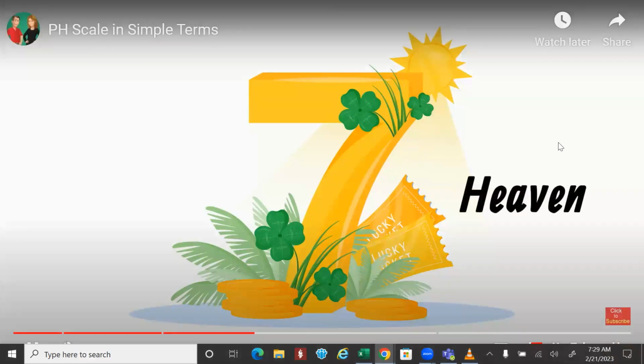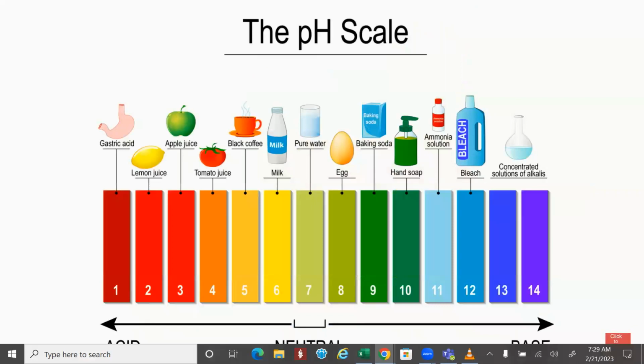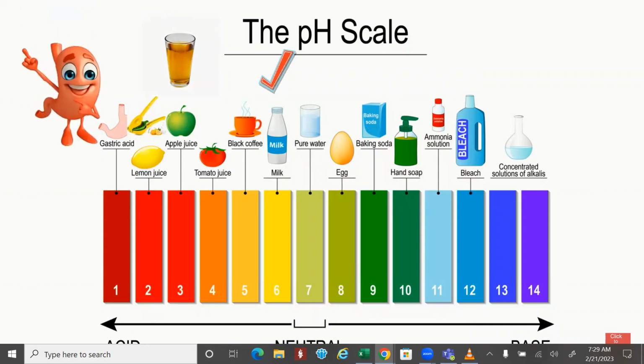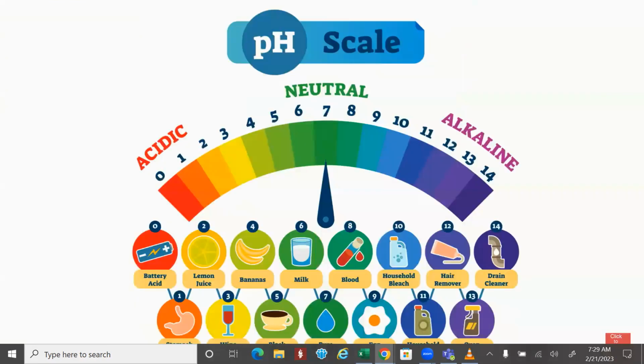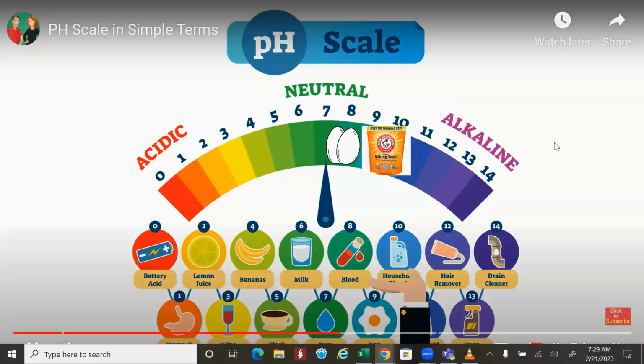Next, let's go to the items that are acidic or basic. Milk is slightly acidic, along with apple juice, lemon juice, and stomach acid. Acids taste very sour. For example, the bases include eggs, baking soda, ammonia, and bleach. And a base may taste bitter, and it could also be sweet.